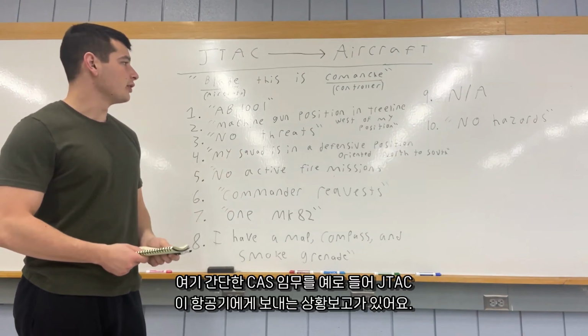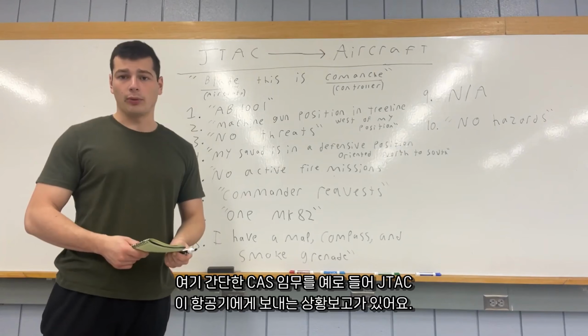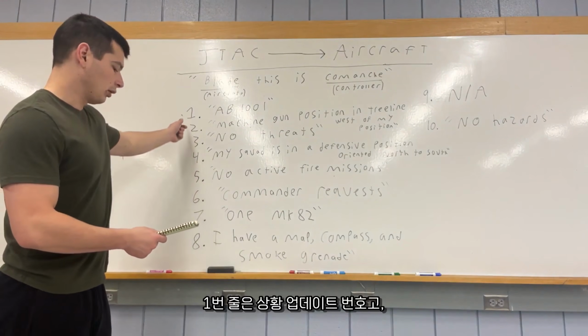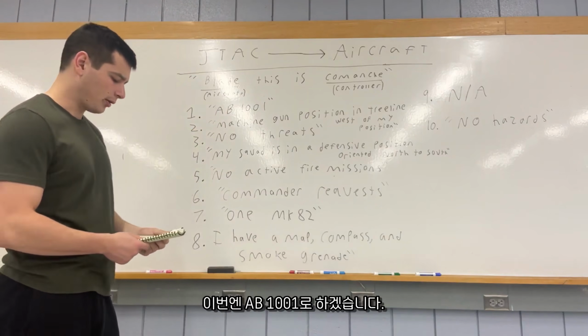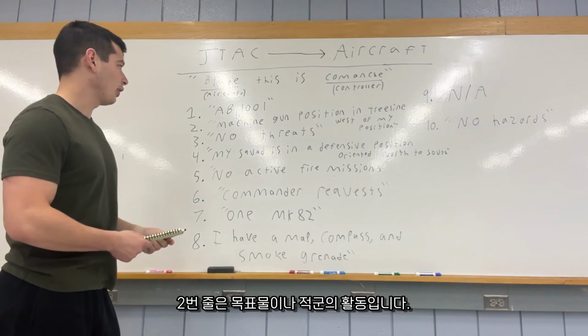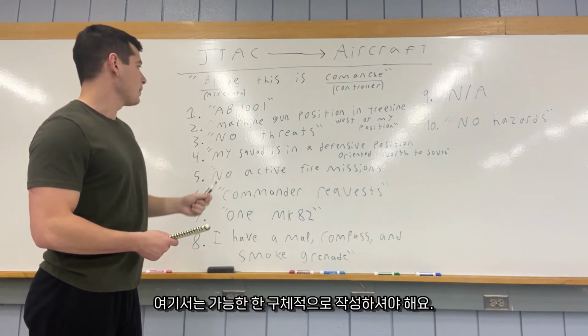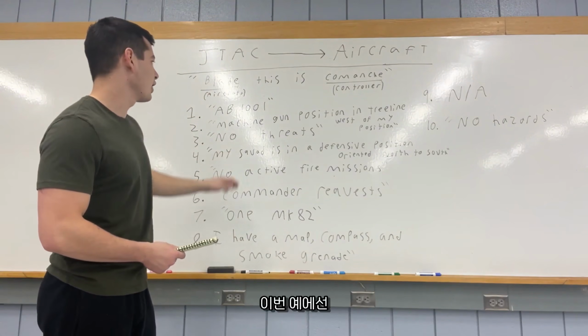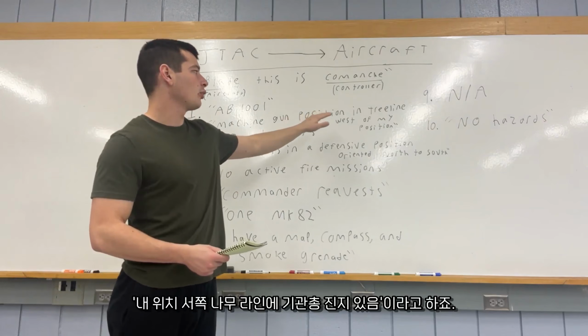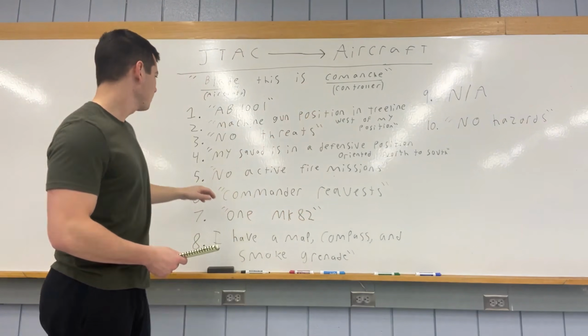So here we have the JTAC to aircraft sitrep filled out with a pretty simple CAS mission. Line 1, the situation update number is going to be Alpha Bravo 1001. Line 2, the target and general enemy activity. You want to be as detailed as necessary here. So for this case, we're going to say machine gun position in the tree line west of my position.